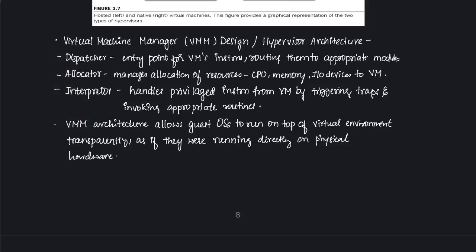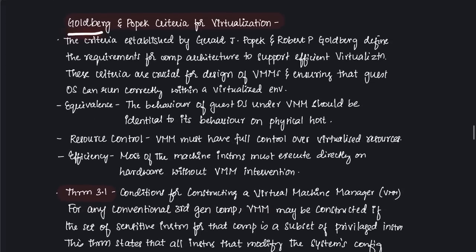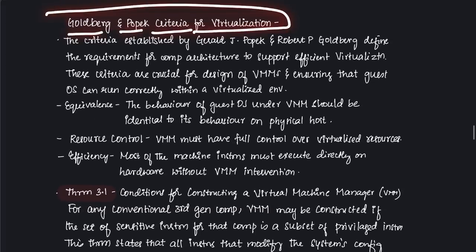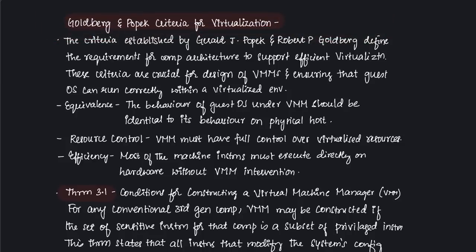Interpreter will execute the privilege instructions via routines which are triggered by the traps here. Next, moving on further, we have this Goldberg and Popek criteria for virtualization. Under this, we have three theorems. In exam, they may or may not ask this theorem, but it is preferred to understand this. It is preferred to know this in prior. So it is very easy.